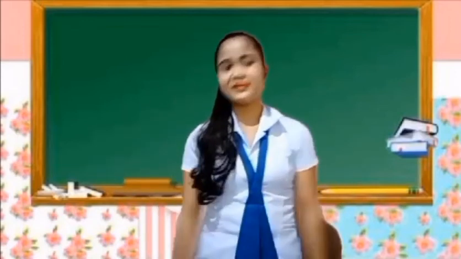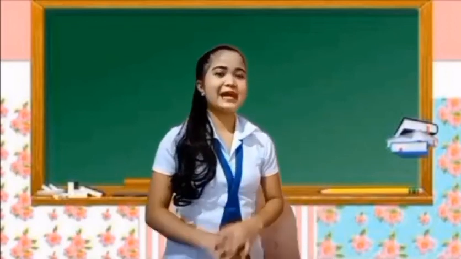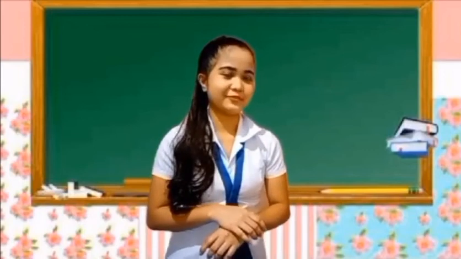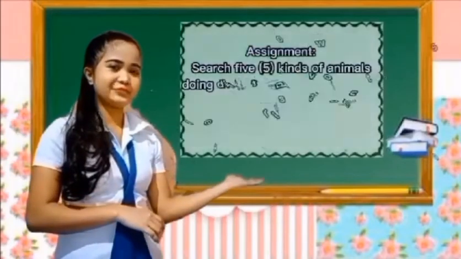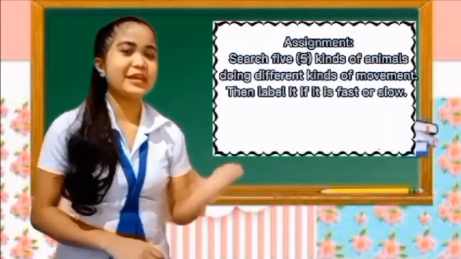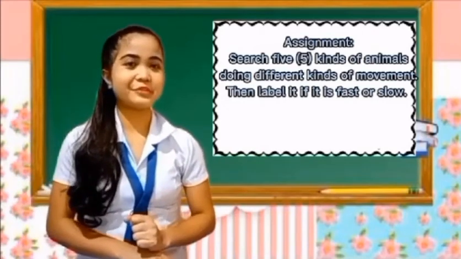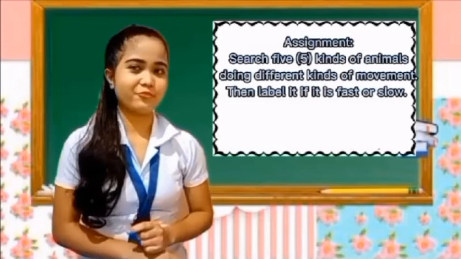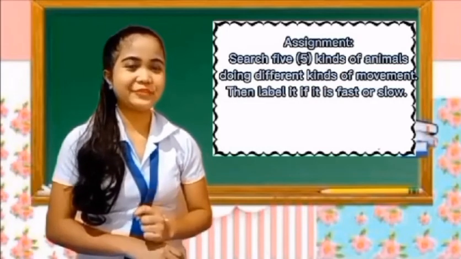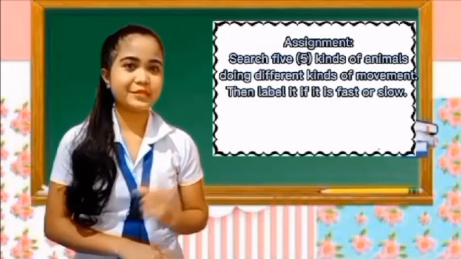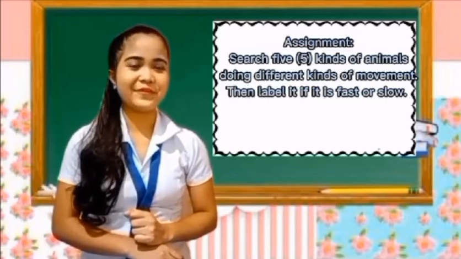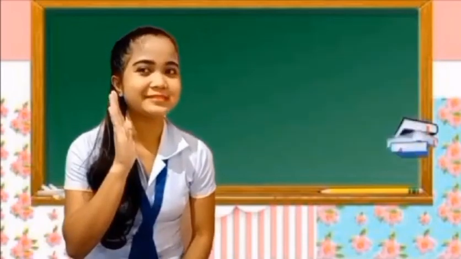Amazing. Before we end our discussion for today, I will give you an assignment. For your assignment, you need to search for 5 different kinds of animals doing different movements. After that, you need to label if it is fast or slow. Did you understand?